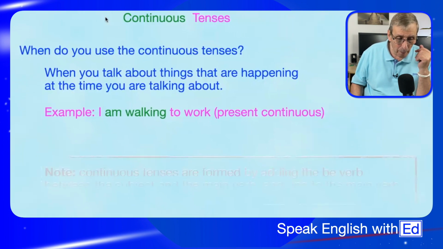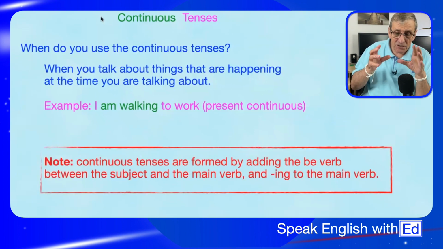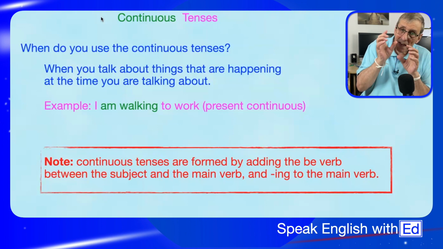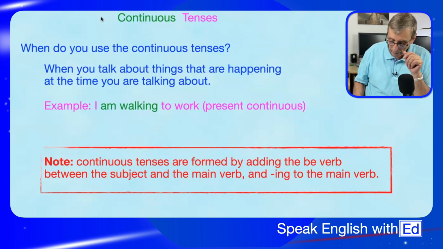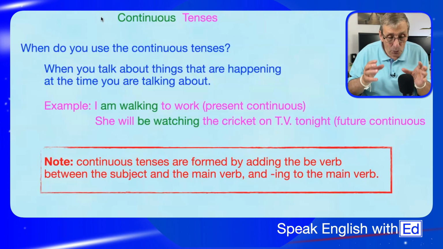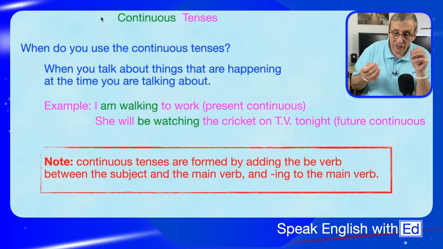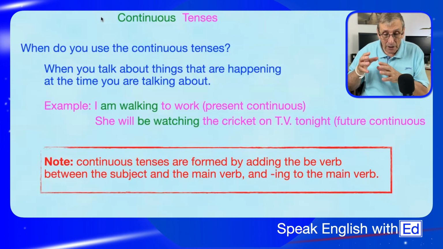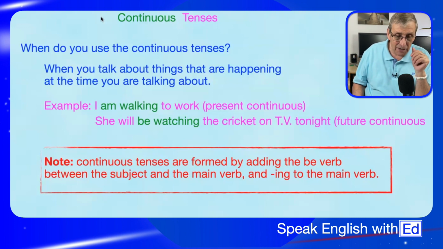Now, the continuous tenses are formed by adding the verb to be between the subject and the main verb, and then adding ing to the end of the main verb. I am walking. Or another example, she will be watching the cricket on TV tonight. She will be, this is future, she's going to be, she will be watching the cricket on TV tonight.